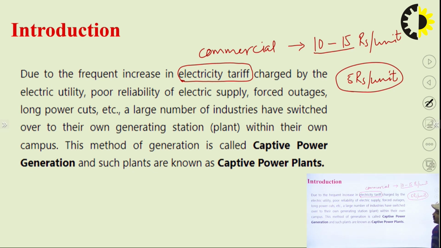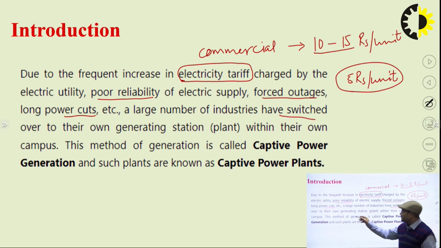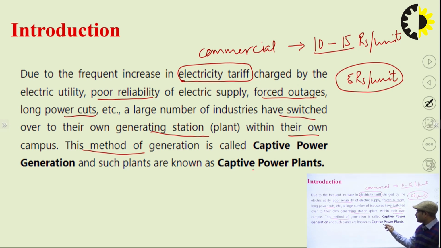A captive power plant will also give high reliability, but the DISCOM may give poor reliability of electricity supply. There may be some forced outages in the grid connected system. Long power cuts may be there for maintenance purposes or some other purpose. A large number of industries have switched over to their own generating station within their own campus. This method of generation is called captive power generation, and such plants are known as captive power plants.